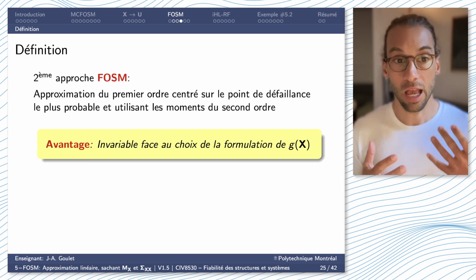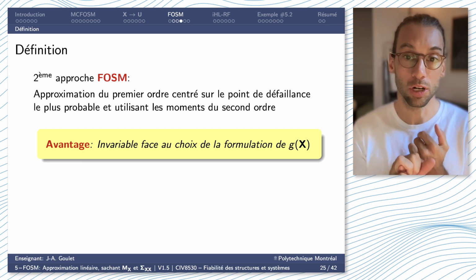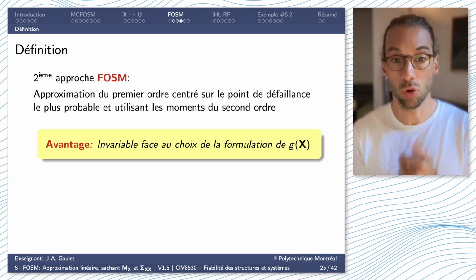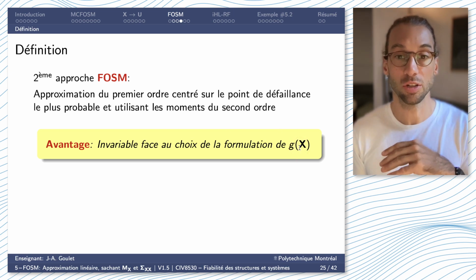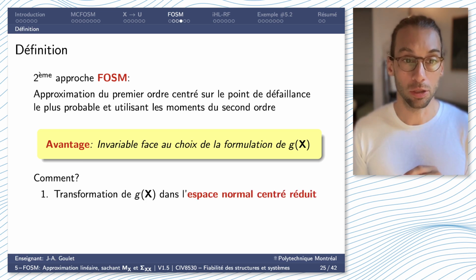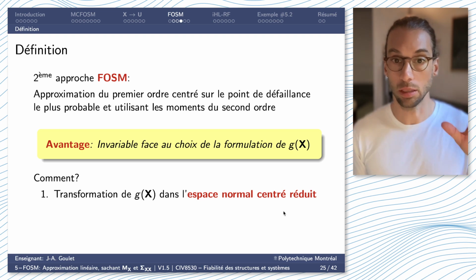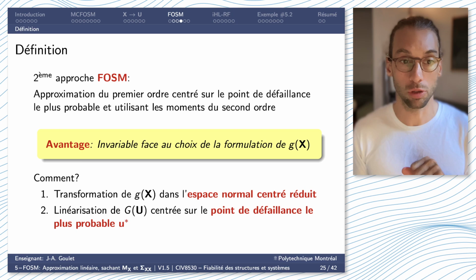So this FOSM method has, as a main advantage, that we're going to be invariant with respect to the choice of our limit state function. If we use the two different limit state functions we defined earlier, we're going to get exactly the same beta. So to do this, first, we're going to transform our original limit state function into the standard normal space using the same transformation function we saw earlier.